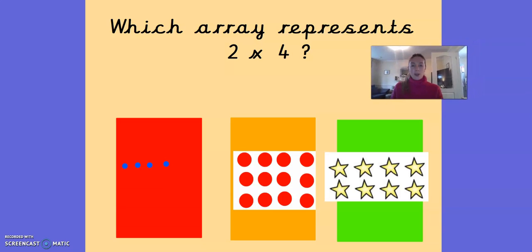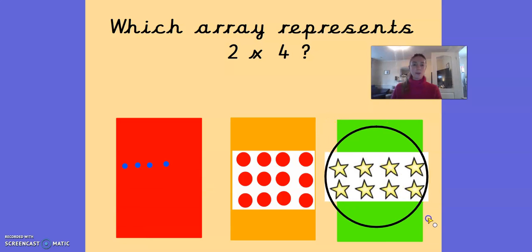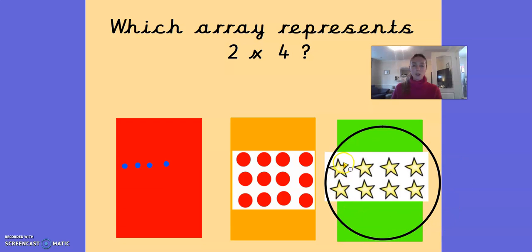Next question, another maths question, and this is linking to our learning from last term, so let's see what you can remember. Which array represents 2 times 4? So this time you should be holding up your green object or shouting out green. We know that this array is representing 2 times 4. We can see our 2 groups with 4 in each.